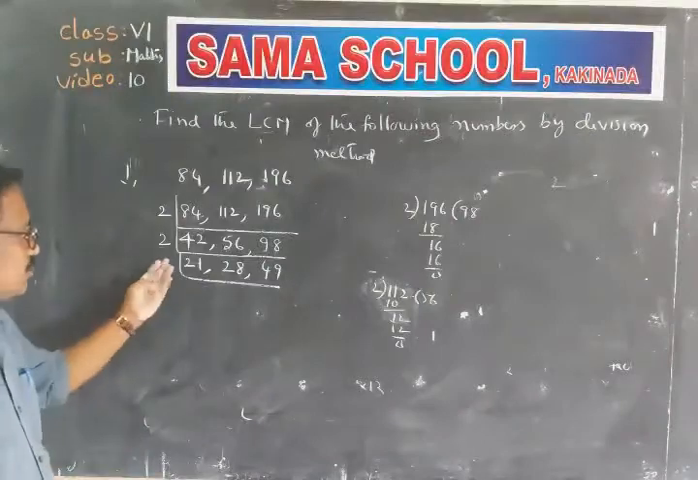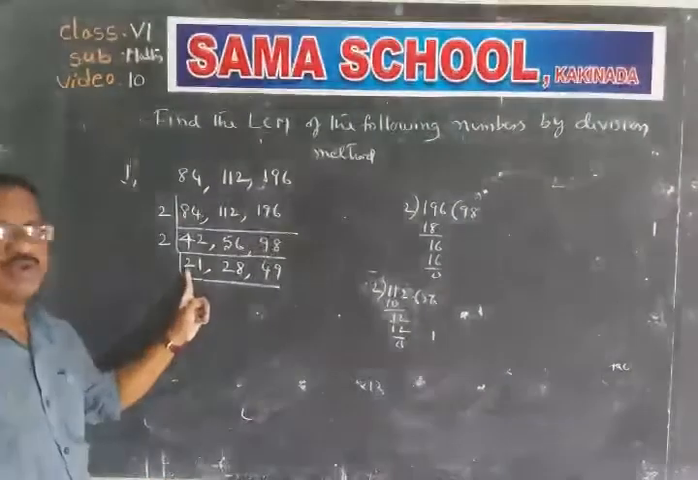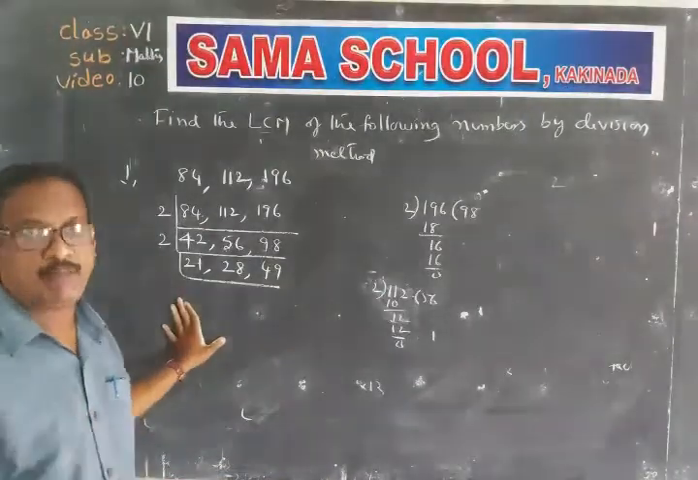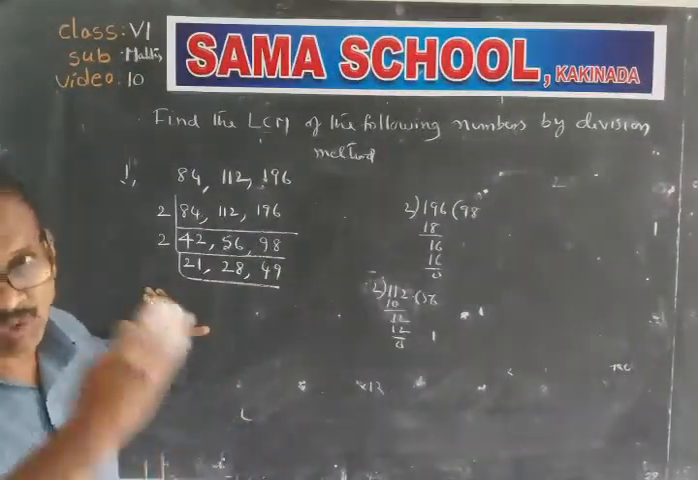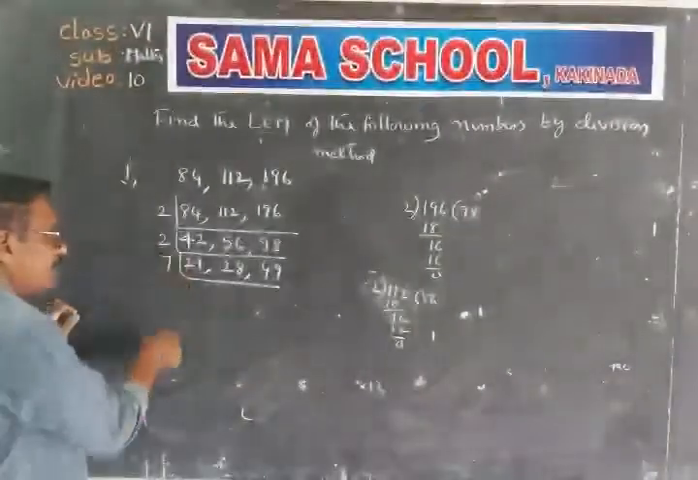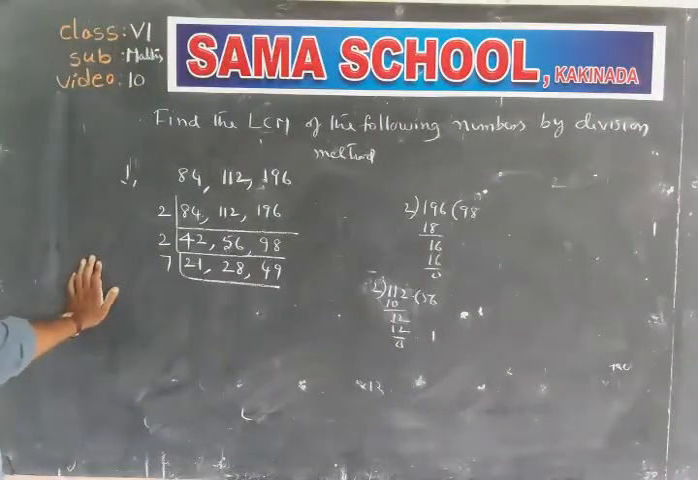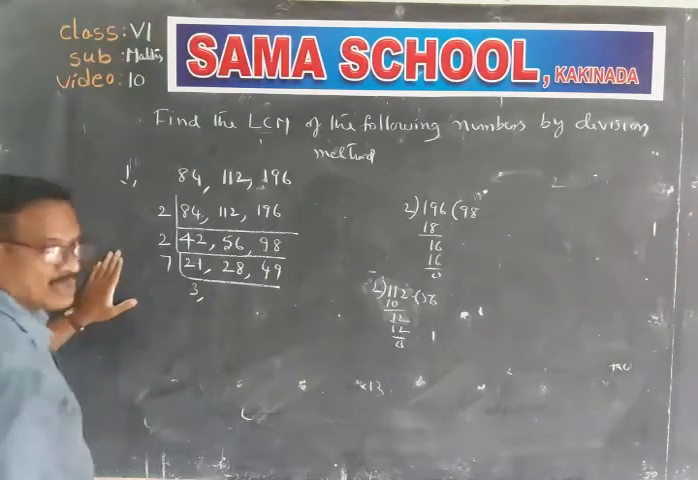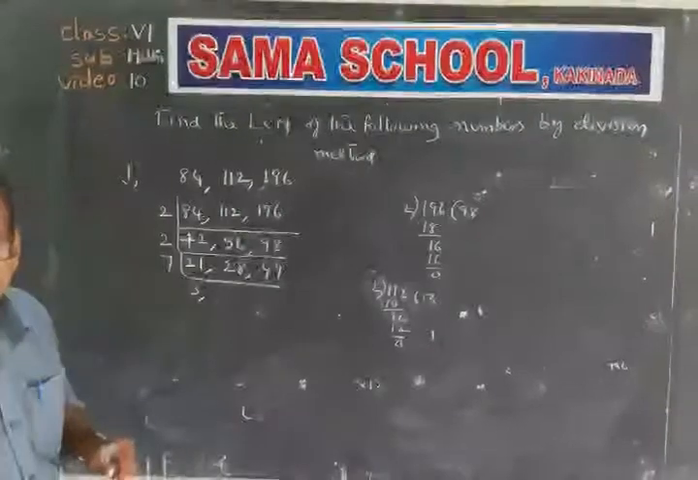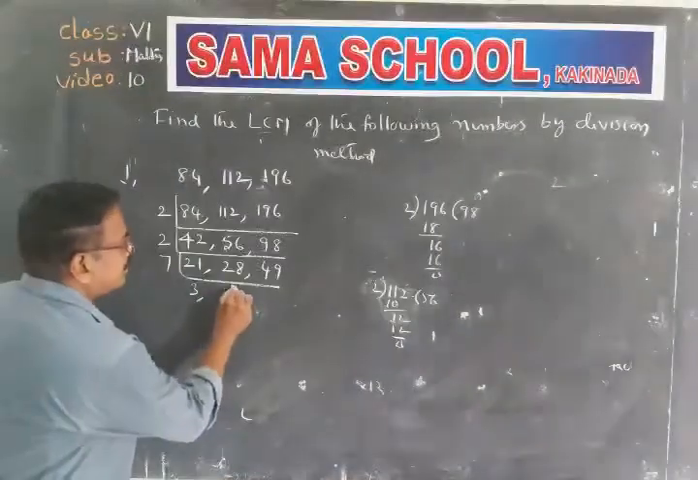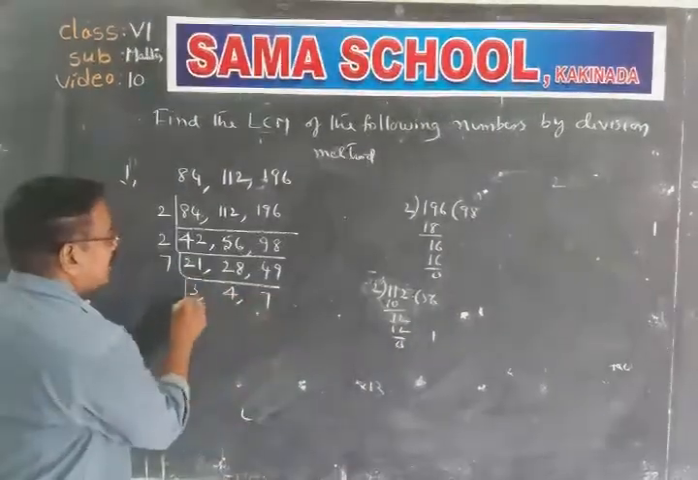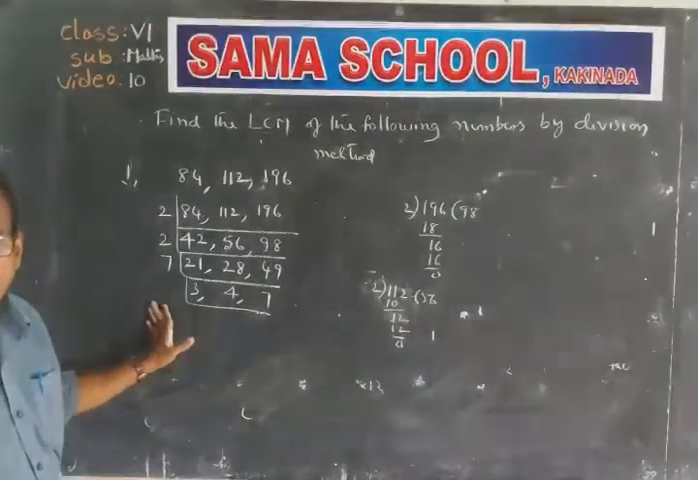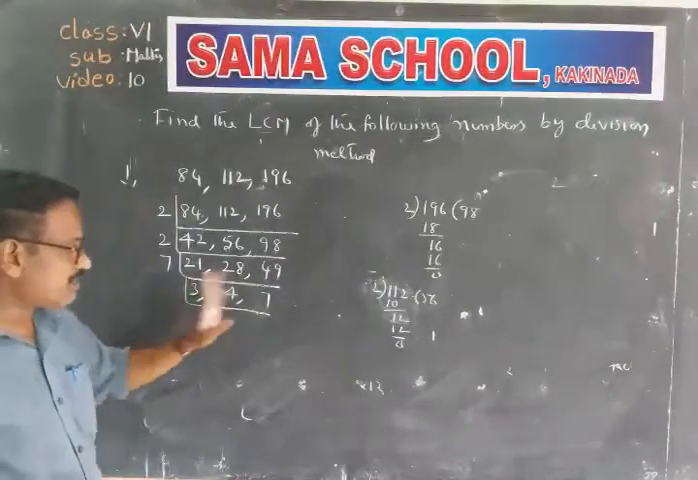Next, which prime number divides? Let's check. 3 divides only 21; 3 does not divide 28 and 49. Take the number that divides any two numbers. The next prime number is 7. 7 threes are 21, 7 fours are 28, 7 sevens are 49. Now in 3, 4, 7, the common factor is only 1.